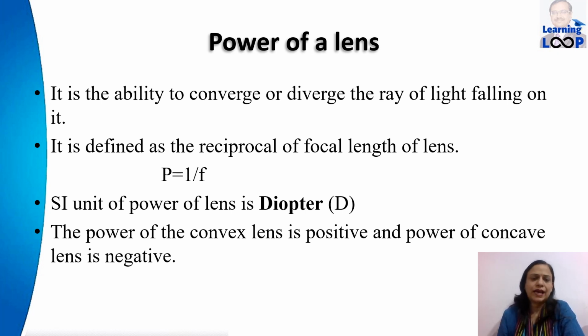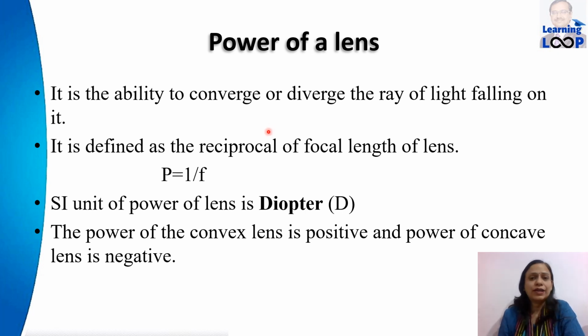But before that, let us know what is the power of a lens. Many of you must be using spectacles, and whenever we wear spectacles, we use a lens of a particular power in that. So what is actually the meaning of power? It is the ability to converge or diverge the rays of light that fall on a lens. So how much light does a convex lens converge, or how much light does a concave lens diverge? That is the power of that particular lens.